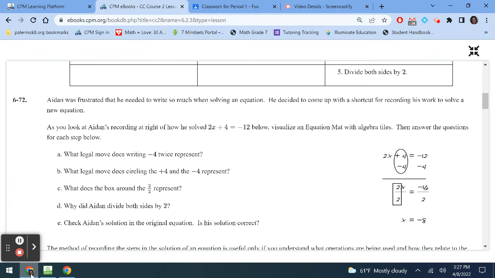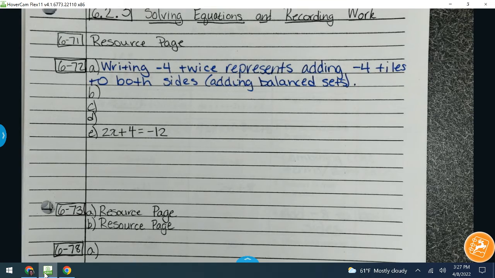Bravo says, what legal move does circling the positive 4 and the negative 4 represent? So they're talking about right here, this spot. What does that represent? Hopefully you can see it. We have positive 4 and a negative 4, and it's on the same side. That means it represents zero pairs.